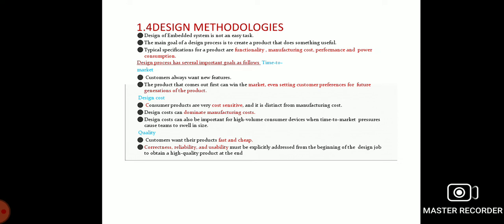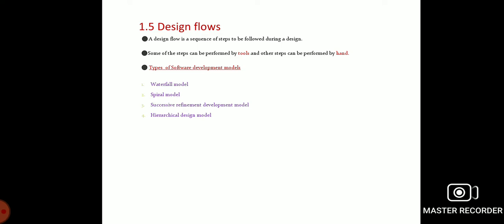And finally, the quality of the system, that is quality assurance. The customer wants their product fast and cheap, and number one, correctness, reliability, and usability. These must be explicitly addressed from the beginning of the design job to obtain a high quality product in the end. Now, what are the design flows? The design flow is a sequence of steps to follow during a design. Some of the steps can be performed by tools and some steps can be performed by hand.